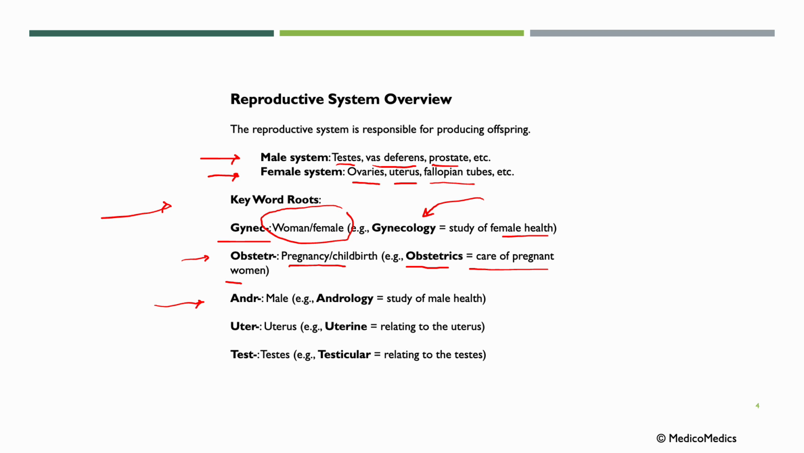Ander, meaning male. So if we say andrology, we are talking about the study of male health. Uter, meaning uterus. So uterine is relating to the uterus. Test, meaning testes. If we say testicular, we are talking about something relating to the testes.